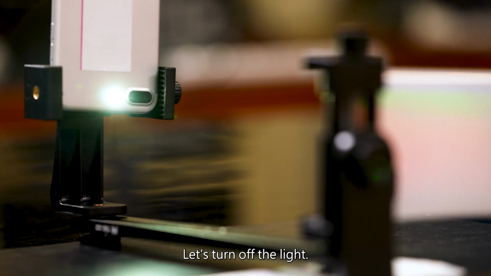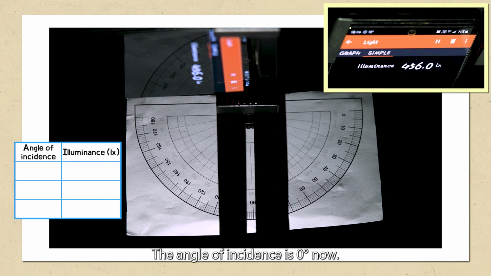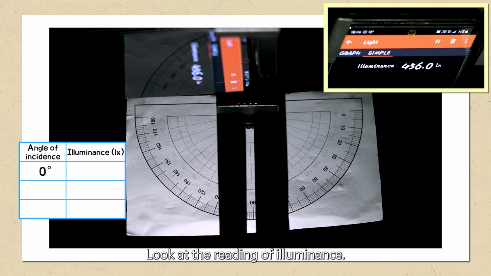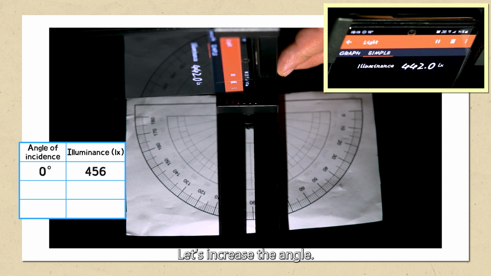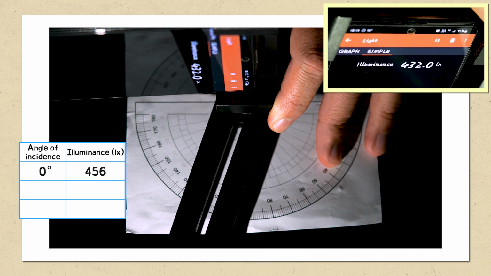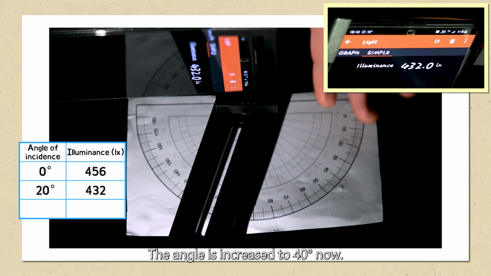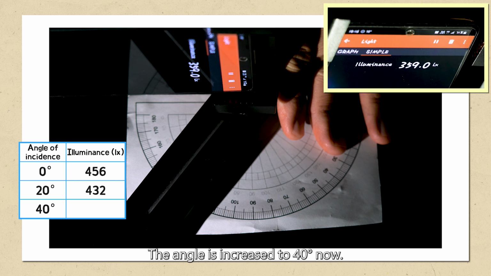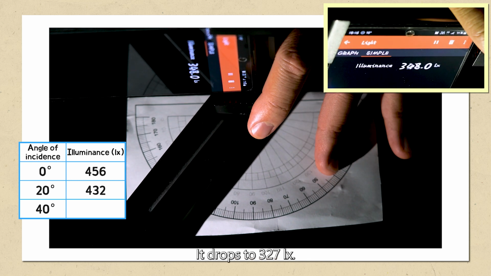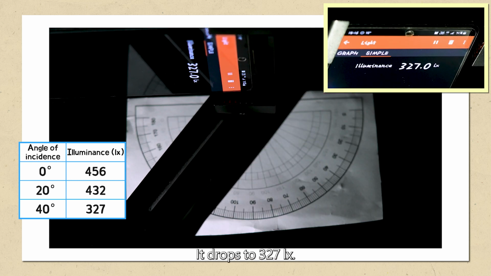Let's turn off the light. The angle of incidence is 0 degrees now. Look at the reading of illuminance. It's 456 lux. Let's increase the angle. It is 20 degrees now. It's 432 lux. The angle is increased to 40 degrees now. It's dropped to 327 lux.